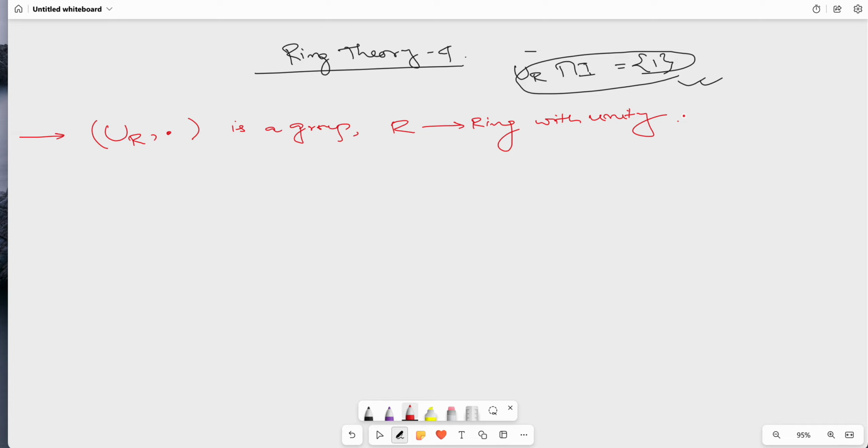How do we check some structure is a group? We always prefer to go by the definition. It should satisfy closure, associativity, existence of an identity element, and existence of an inverse element. That's what we call a group, right? Is it a binary operation? First of all, you should show the set is non-empty. Since (R, +, ·) is a ring with unity, there exists a 1_R inside R.